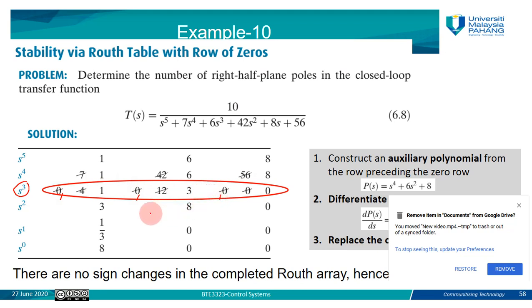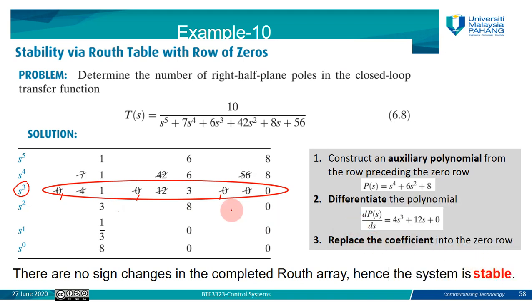If I continue to construct the Routh table until the end, all these elements will be 0, 0, 0. Why? Because each element is a determinant, and if one row is 0, the determinant value will always be 0. So we are going to solve an example and see how to deal with the existence of an entire row of zeros.